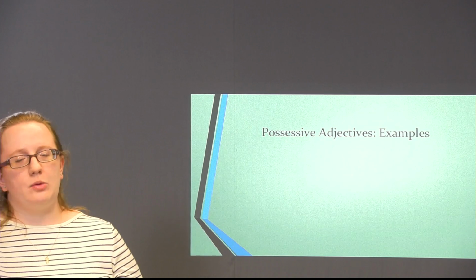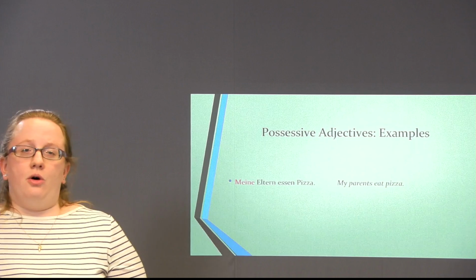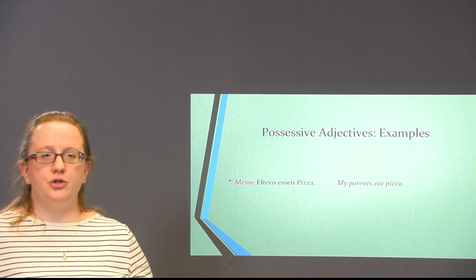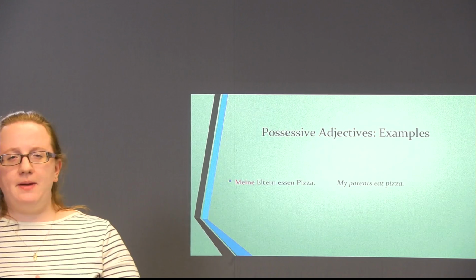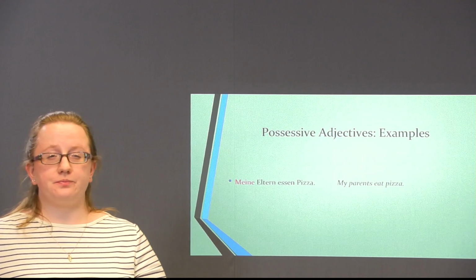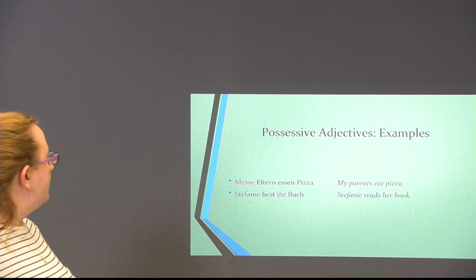Let's take a look at a couple more examples of how we would use them. Okay? So here we have meine Eltern essen Pizza. Eltern, plural. We have meine, which shows it's my parents, and they're plural, so we get the e on the end of it.